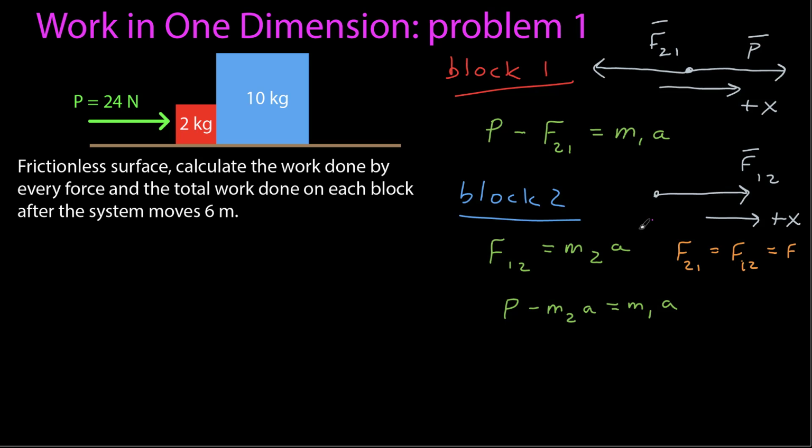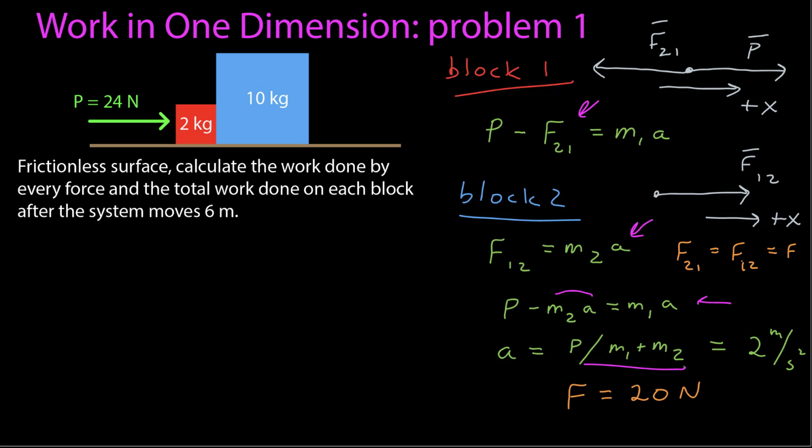If I substitute this F into here, I get this relationship. The pushing force minus mass 2 times a is equal to mass of 1 times the acceleration. I can solve that for the acceleration. Mass 2 times a on the other side, factor out the a, divide both sides by mass 1 plus mass 2. I get this relationship, and I can plug in numbers. The pushing force is 24, the total mass is 12, and I get an acceleration of 2 meters per second squared. I can then use this relationship to find the force, which is 20 newtons. And that's the same for both of those forces, so I now have all of the forces in the problem.